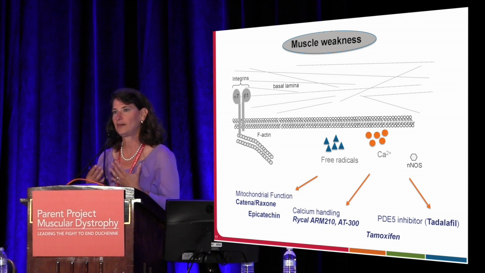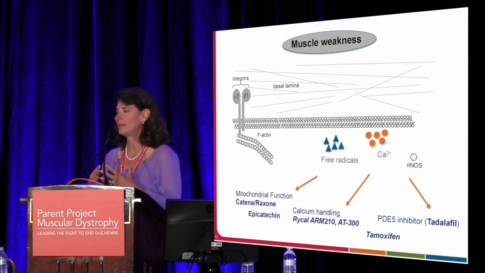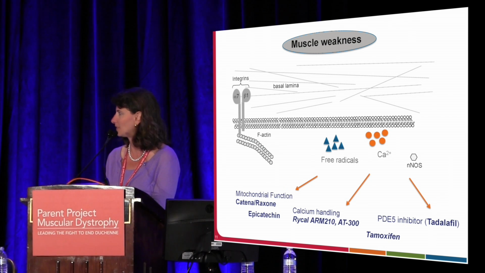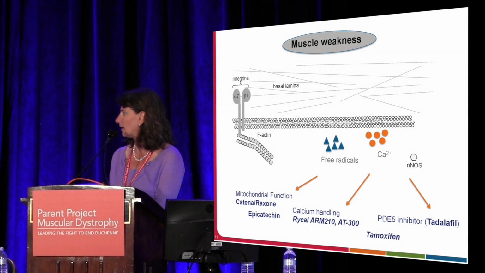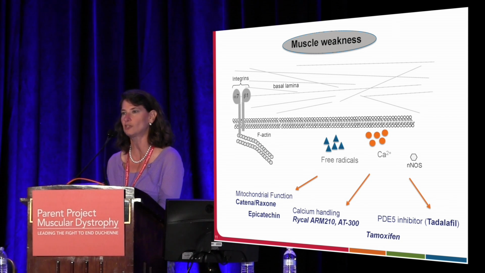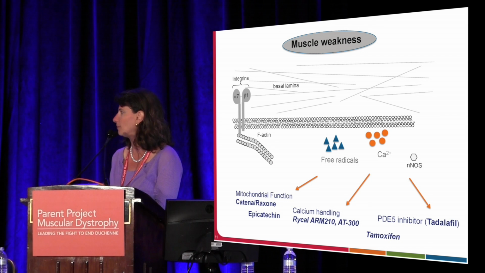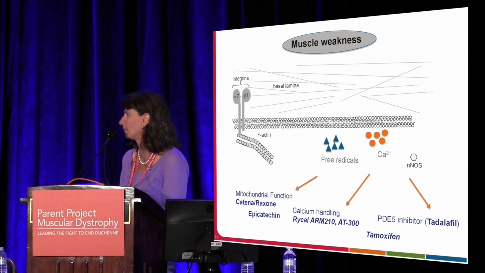Okay, so again, when the muscle membrane is damaged, the balance of many molecules in the cell is disturbed as a secondary effect, and so there are a number of therapies in development or in clinical trial that target some of these downstream mechanisms that again may have some therapeutic effects, particularly on muscle weakness. So Catena (idebenone) targets the secondary effects on mitochondrial function, epicatechin, Ricol and AT300 target calcium handling, PDE5 inhibition with tadalafil targets the neuronal nitric oxide synthase that's not localized to the right place, and there's another trial using tamoxifen.